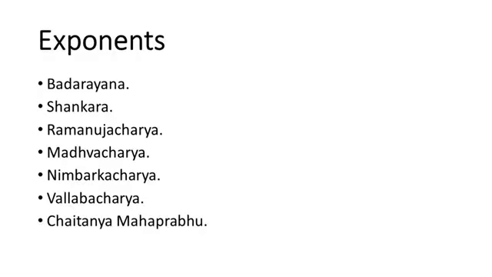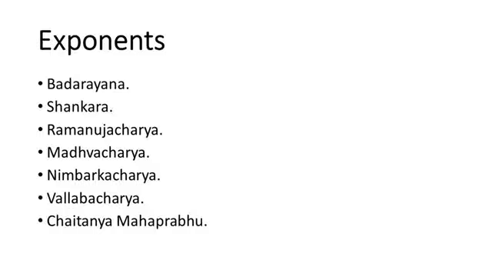Now let us look at the exponents. Exponents means people who support an idea or a philosophy. So these are the people: Badarayana, who was the founder, Shankara, Ramanujacharya, Madhvacharya, Nimbarkacharya, Vallabhacharya, and Chaitanya Mahaprabhu.